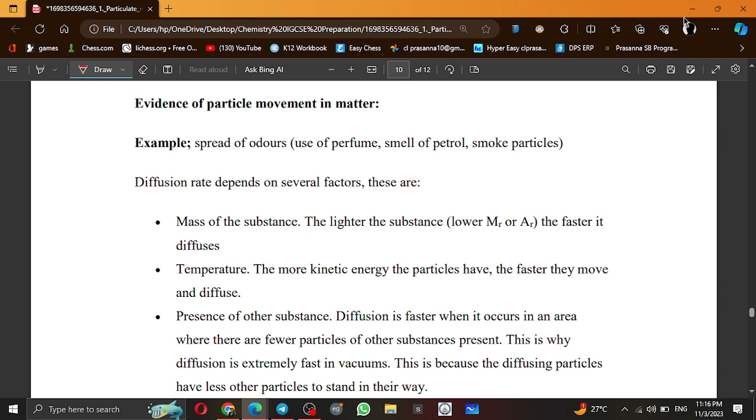Evidence of particle movement in matter. Now, how many of you use perfumes? When you put perfume on, don't people compliment you, saying hey, you're smelling really nice, or your mother tells you you're smelling really nice? All of that is because, let's say you are here, you have put the perfume, and you have a high concentration of perfume here and a low concentration of perfume outside, so the perfume starts to diffuse outside. And let's say your mom is standing here, so she smells the perfume and compliments you. I know it's a very stupid example, but use it as a way to remember it. That's my way. Examples: spread of odors, perfume, petrol, smoke particles.